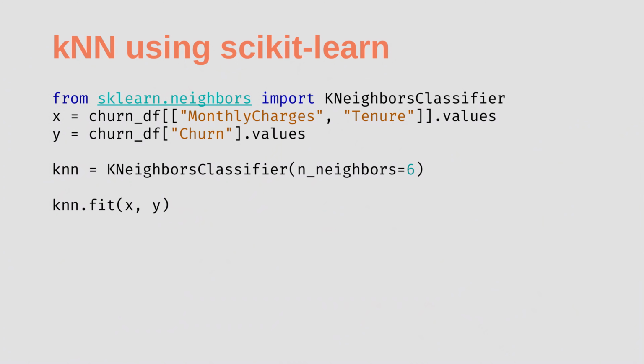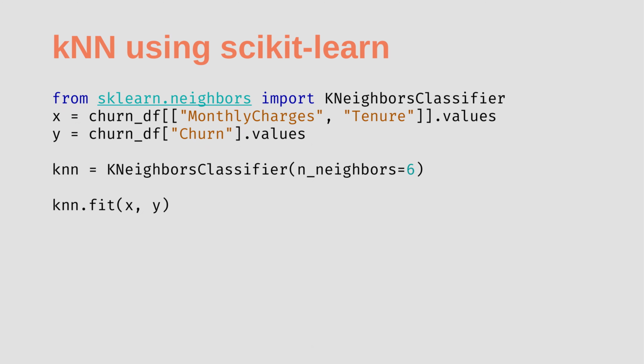Now that we have explored the data, let's move on to building our k nearest neighbors model using scikit-learn. First, we import the KNeighborsClassifier from sklearn.neighbors. Next, we define our explanatory and response variables. The variable x contains explanatory variables, that's monthly charges and tenure, and y is our response variable churn, which we are trying to predict. Then we create a KNN classifier object.